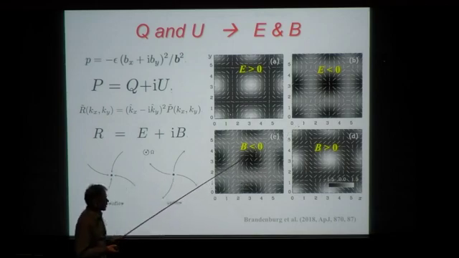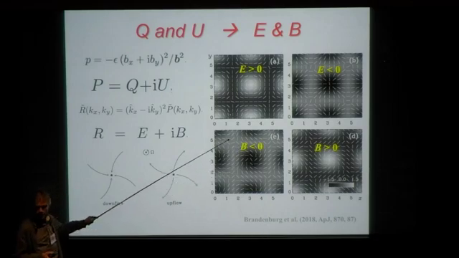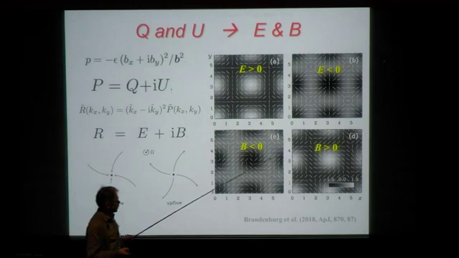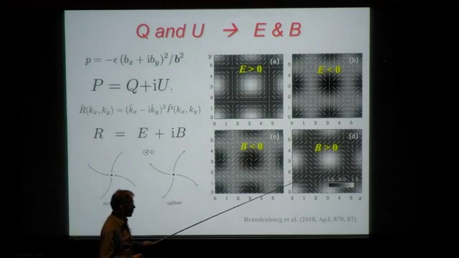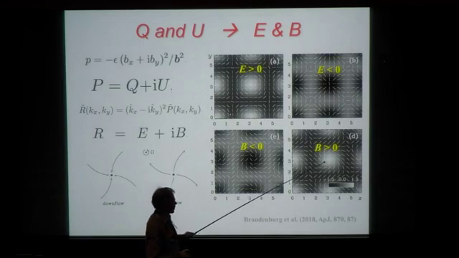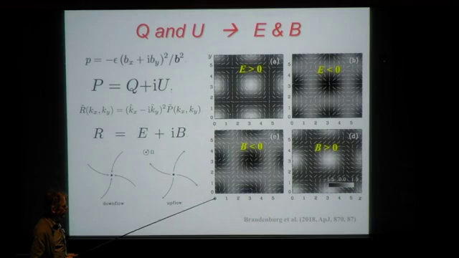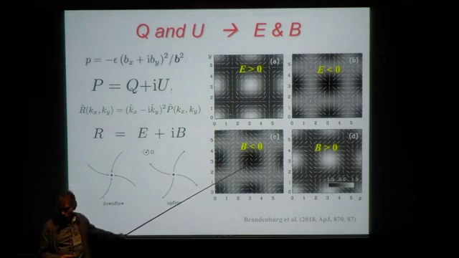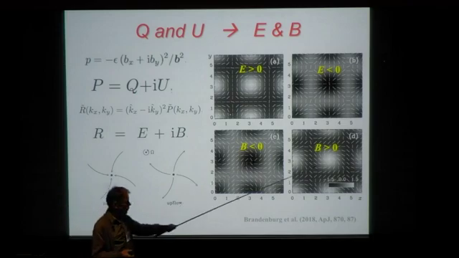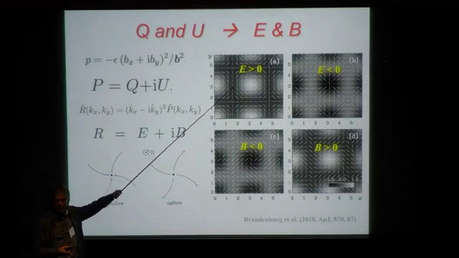B modes, on the other hand, are modes that have something like a swirl in the plane. So here's a swirl in the clockwise direction, inward, and here's an outward kind of swirl in the other direction. If you were to look at this image in a mirror, it would change. And likewise, this would change. So B modes are parity odd, whereas E modes are parity even.